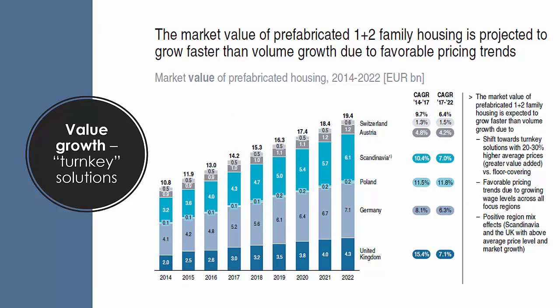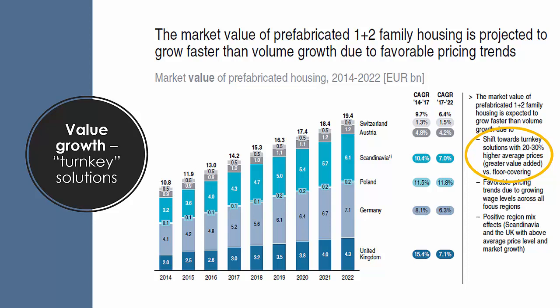The market value as well of prefabricated 1 and 2 family housing is projected to grow faster than the volume growth, as we saw, due to favourable pricing trends for various reasons. And one of the key reasons here on the right, as you can see, is the shift towards what are called turnkey solutions with 20 to 30% higher average prices and therefore greater value added versus what are called floor covering finishes.